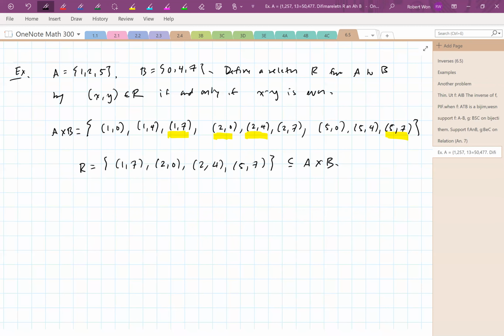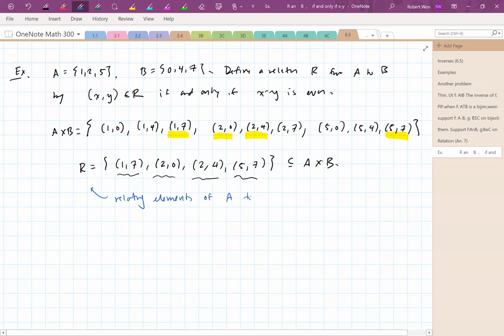One thing you can think about is that this relation is relating elements of A to elements of B that have the same parity. I'm taking all the odd elements of A and relating them to all the odd elements of B. That's these two. I'm taking all the even elements of A and relating them to all the even elements of B. So this is really relating elements of A to elements of B with the same parity. That's one way to think about what it's doing. This is kind of an artificial example, but still a reasonable one.